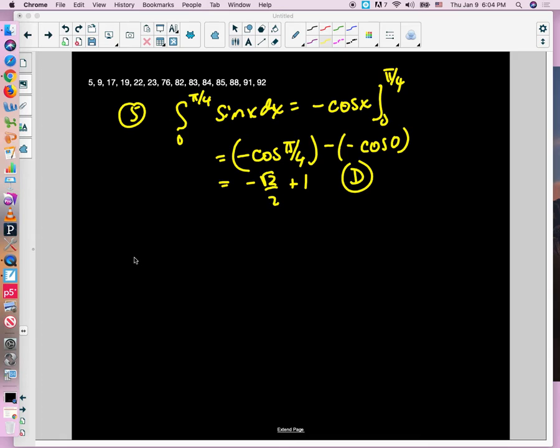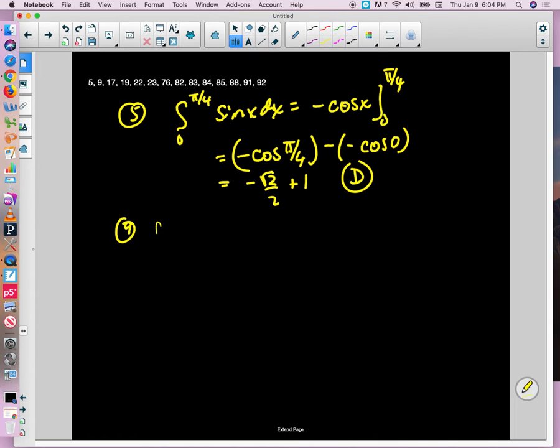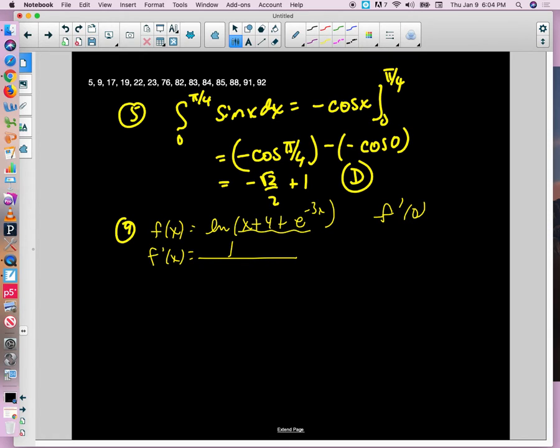Alright, number 9. We have f of x is equal to the natural logarithm of x plus 4 plus e to the negative 3x, and we want f prime of 0. So to find the derivative of a logarithm, you say 1 over u, x plus 4 plus e to the negative 3x. So you say 1 over that. While you're down there, you always say ln of the base, but this is base e, and then times the derivative using the chain rule of this.